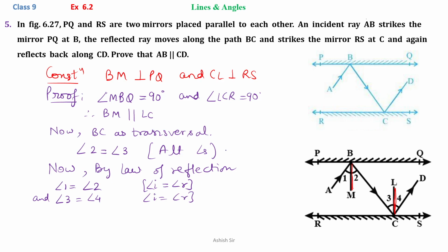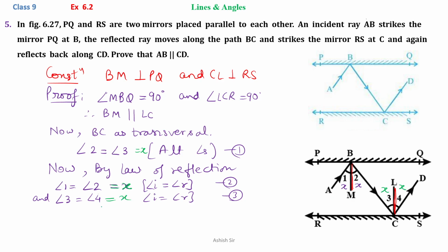Now, from equation number 1, equation number 2, and equation number 3, we come to know that 1 equals 2, 2 equals 3, 3 equals 4. So, if we take 1 as x, 2 is also x because 1 is equal to 2. So 1 equals 2, let it be x, 2 equals 3, so that will also be x, and 3 equals 4, so that value is also x.